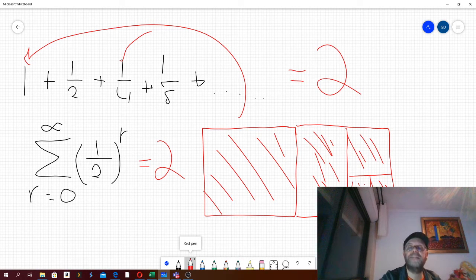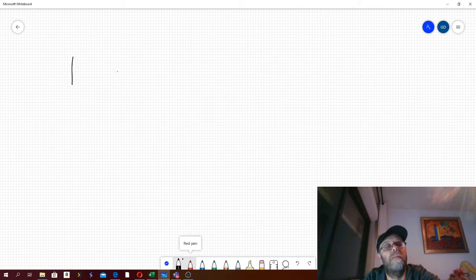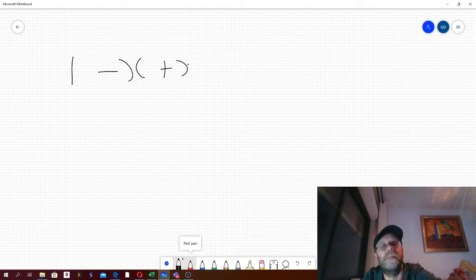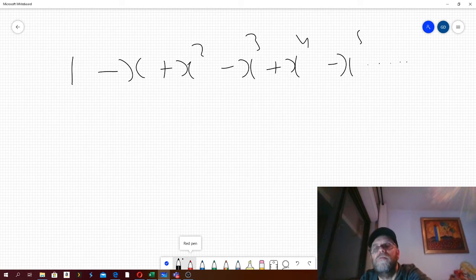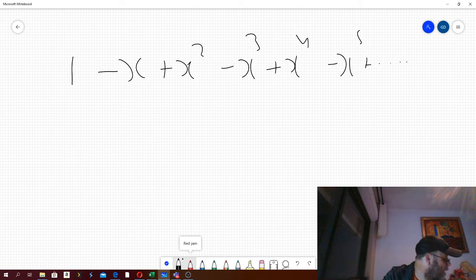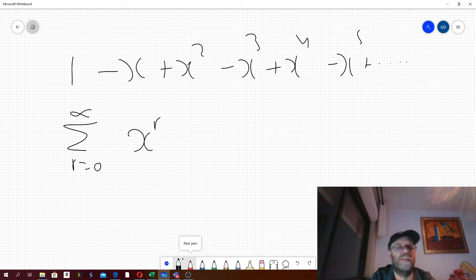Now, in example 19b, and I'm going to take you through this one, okay, they then say, let's write the following series in sigma notation. So what do we have here? We have a 1, then we have a minus x, we have a plus x squared, then we have a minus x cubed, plus x to the 4, minus x to the 5, etc., etc., and we keep going. Okay, so how are we going to write that in sigma notation? Well, we can certainly see that we've got an x to the r here, where r would start from 0 to infinity, again, if we just kept going.